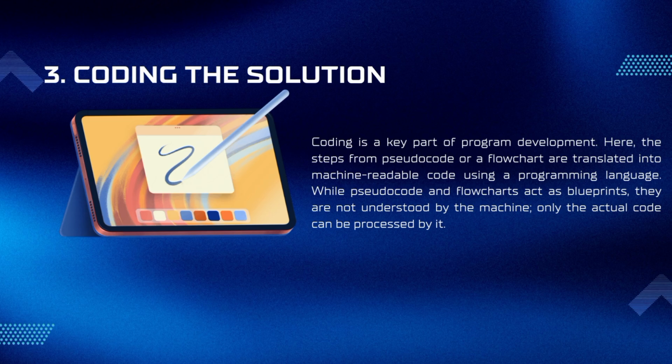Using a programming language, with pseudocode and flowchart as a blueprint, it becomes machine readable. They are not understood by the machine, only the actual code can be processed. So the flowchart and the pseudocode will act as a blueprint, like building a building.